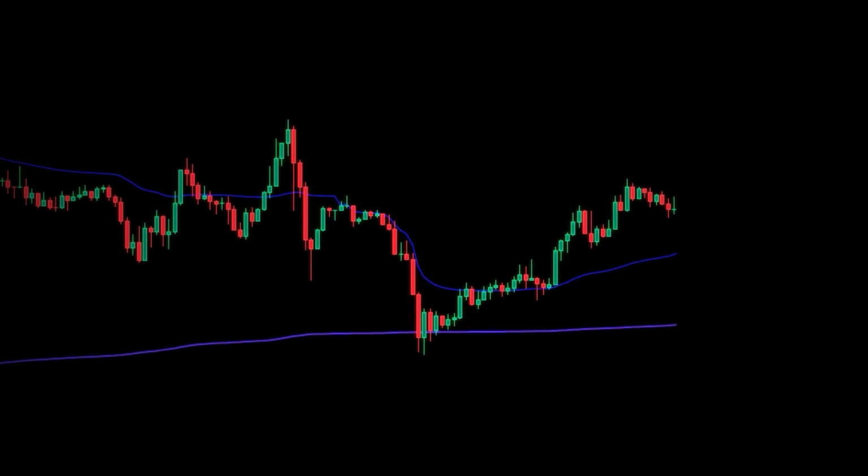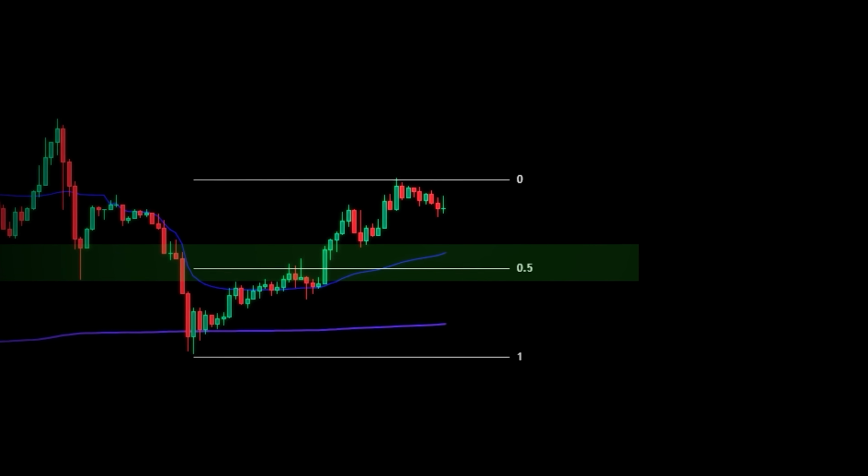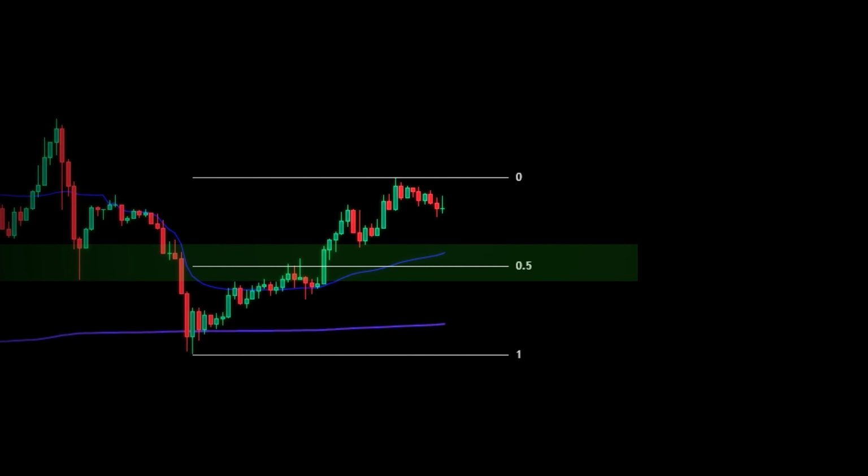Identify your point of interest, like here with these series of swing lows, which was our support. Combine it with the Fibonacci, and we can see that it lines up. The session VWAP is also nearby, so now we have found our point of interest.